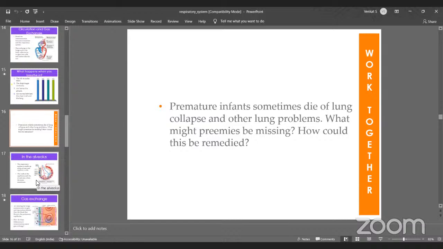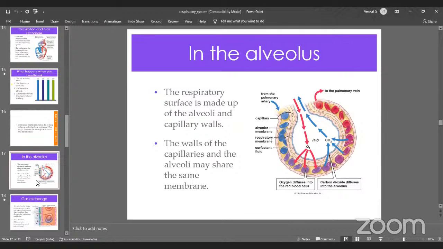So in the alveolus, this is the tissue structure. The respiratory surface is made of the alveoli and capillary walls. So these are the capillary walls. Oxygen diffuses into the red blood cells and carbon dioxide diffuses into the alveolus, going from the pulmonary artery to the pulmonary vein and out.